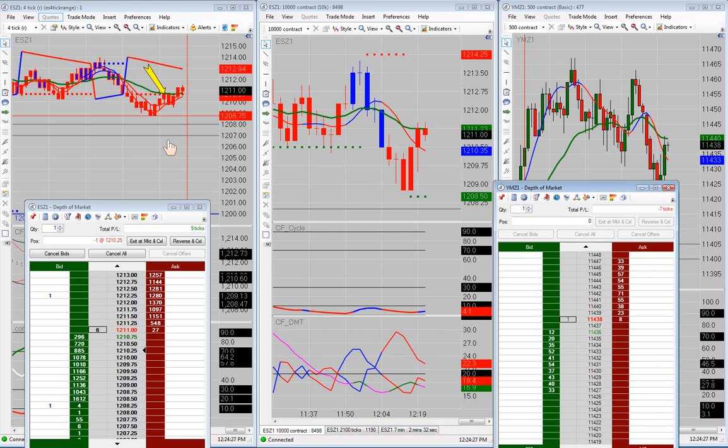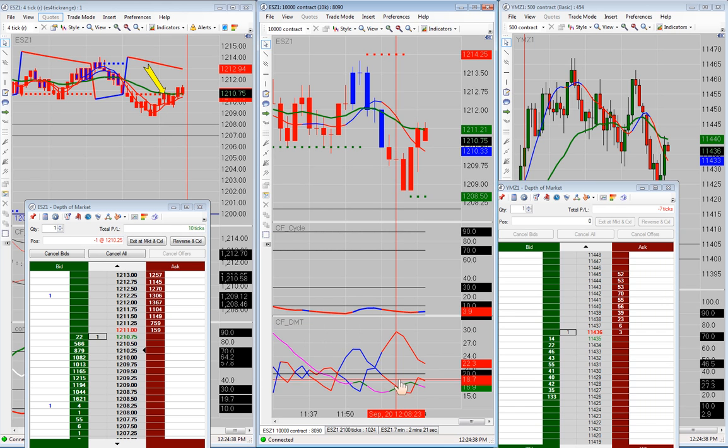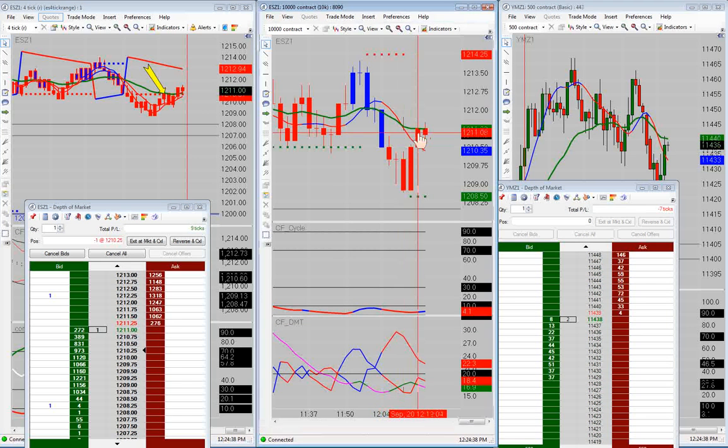I am recording this whole thing, so you had a green line on the DMT. Yeah, we did have a green pierce of the red envelope over here on the DMT as well, suggesting a 5 to 6 point move down from this level right here.